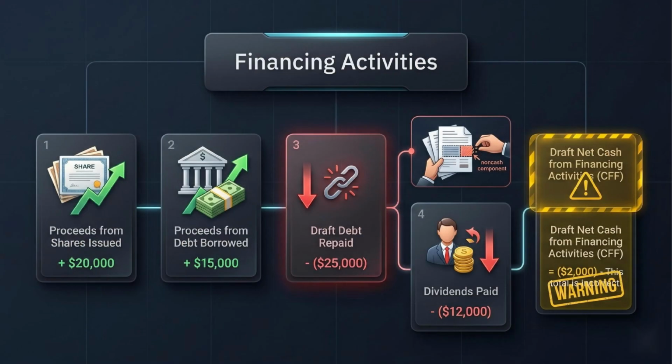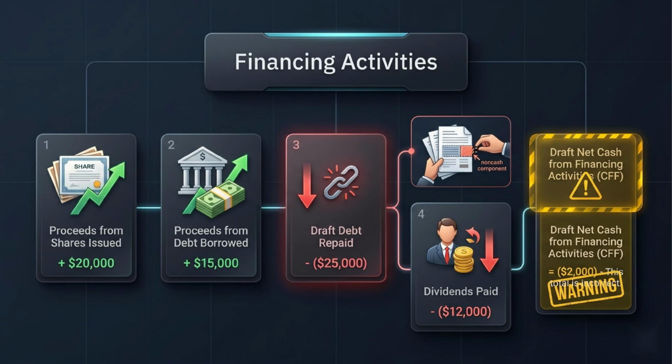Now we prepare the first draft of financing activities. Riverstone received $20,000 from issuing shares and $15,000 from borrowing. It also shows a draft debt repayment of $25,000 and dividends paid of $12,000. This produces draft net cash from financing activities of -$2,000. But the slide correctly warns us that this is not the final number.